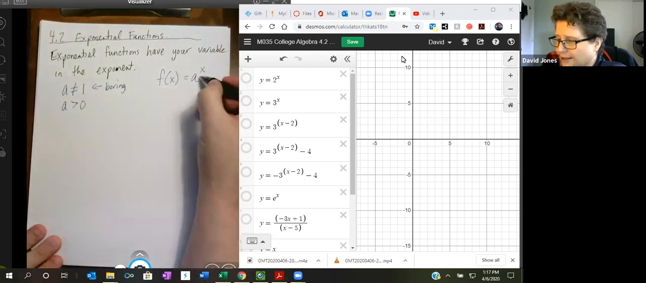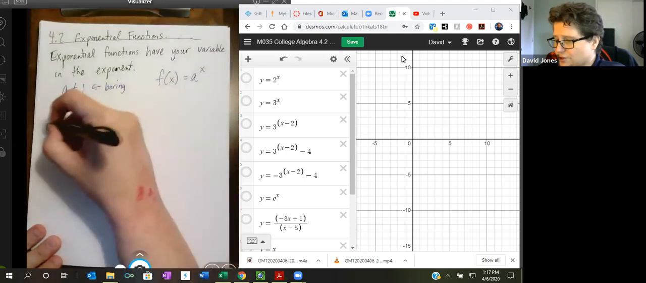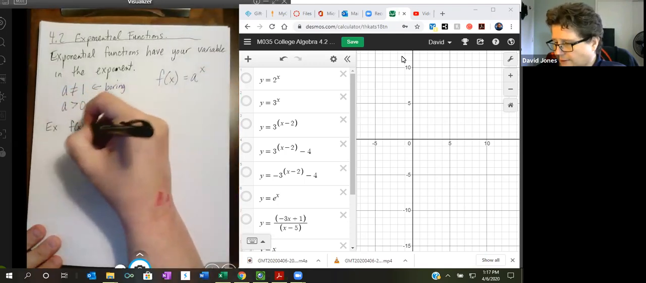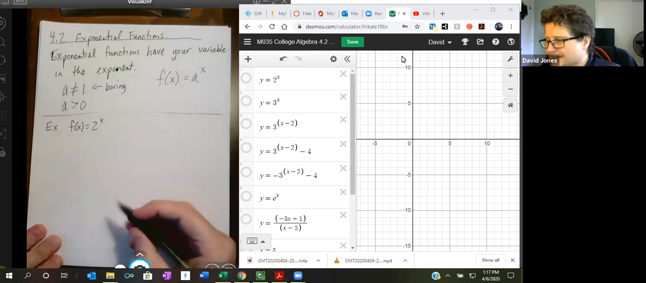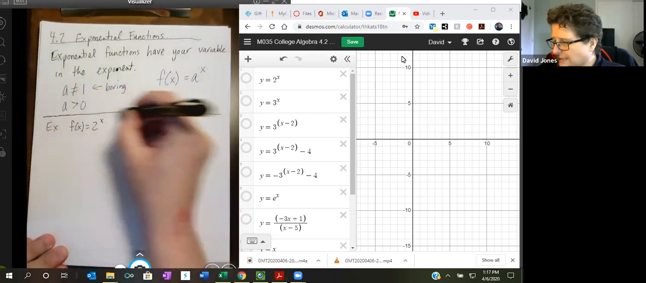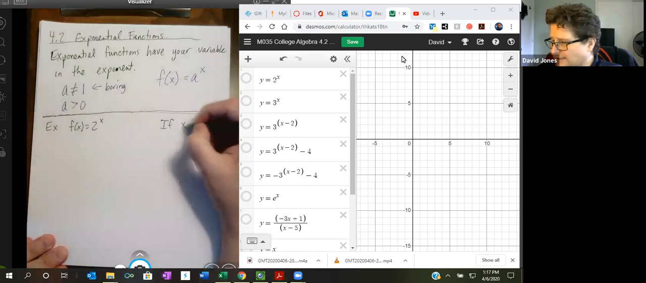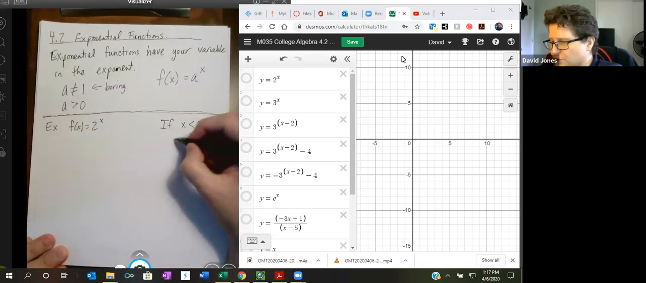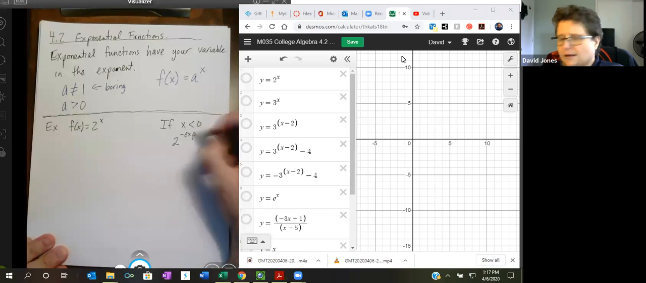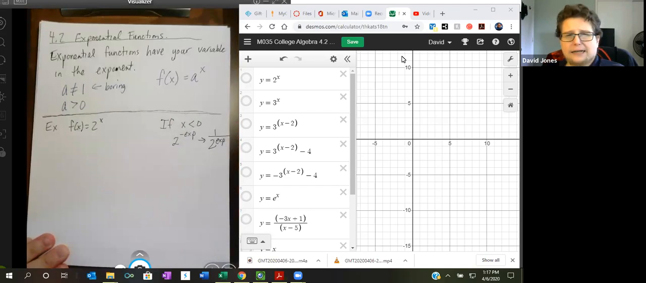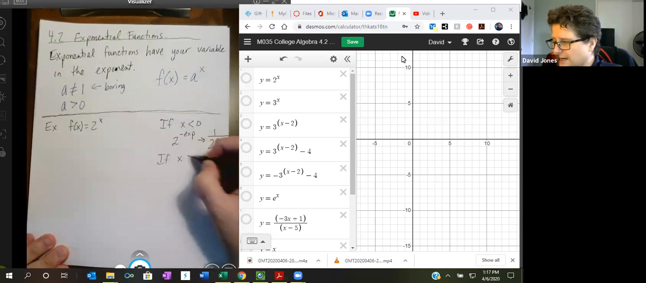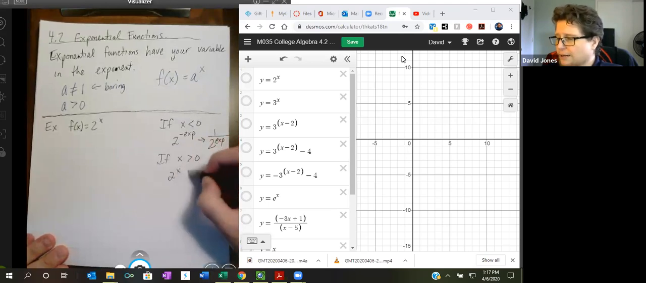We've got a positive number here, like say 2 to the x. It doesn't matter what I put in. If x is negative, we have 2 to a negative exponent, but that just makes it 1 over 2 to the same exponent, which is a positive number. It gets really small, but it's positive. If x is bigger than 0, 2 to the x blows up really quick.